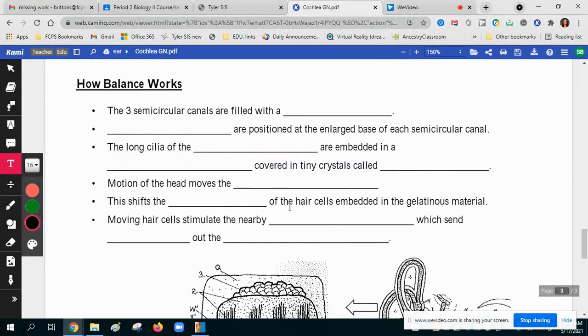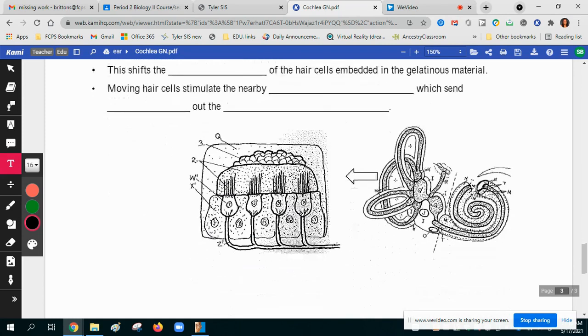I also wanted to talk to you quickly about how balance works, because originally we said the ear is responsible for both hearing and balance, like you feeling like you're balanced and not tipping over or dizzy. So let's talk quickly about how balance works. It works very closely to the way a snow globe works. So we know the balance happens in the semicircular canals. Remember, that's this section here.